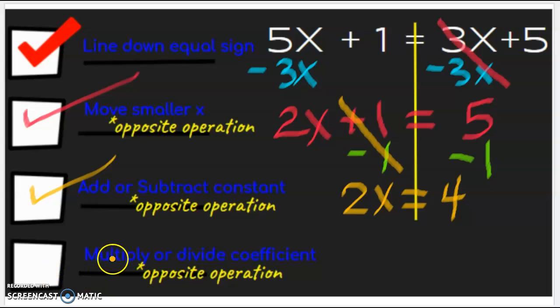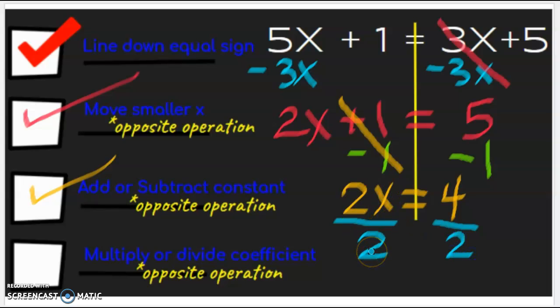And then last, I got to multiply or divide my coefficient. Remember, coefficient is the number that is with your variable, right? So now I've got to divide, right? Because opposite of multiply, these are multiply. Opposite of multiply is to divide by 2. Because whatever my coefficient is, that's what I have to divide by. If I do it on the left, I have to do it on the right.